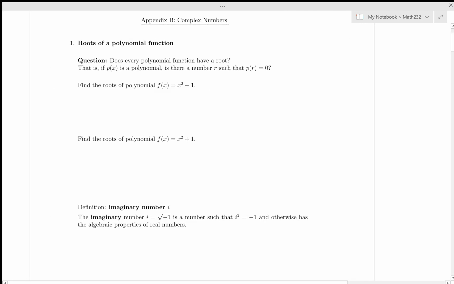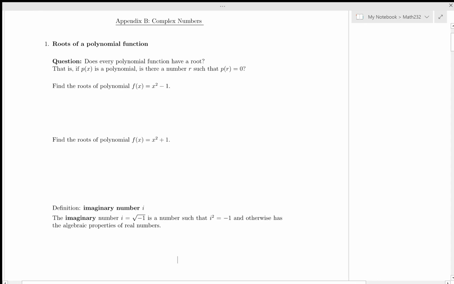Okay, so let us just talk about how these things can come up. We take a look at the roots of a polynomial function. And we ask the question, does every polynomial function have a root? So if we have some polynomial p of x, is there a number r that makes the polynomial evaluate to 0 at r?